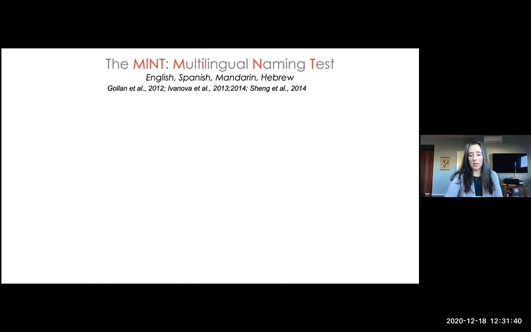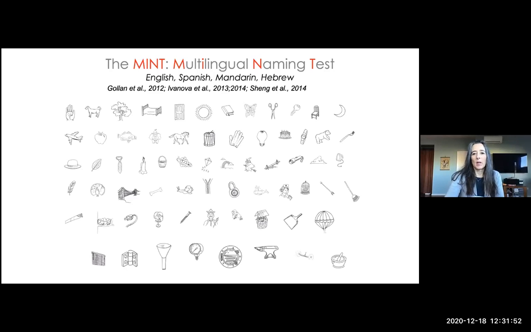Now here's to address the question of how do you tell if bilinguals are balanced. This is my favorite way right now to do this. We developed this naming test for the purpose of measuring bilingual language proficiency. These are the pictures. I'm happy to send them to anybody who wants them. And the test works in English, Spanish, Mandarin, and Hebrew. So you can test lots of different kinds of bilinguals with just this one test.